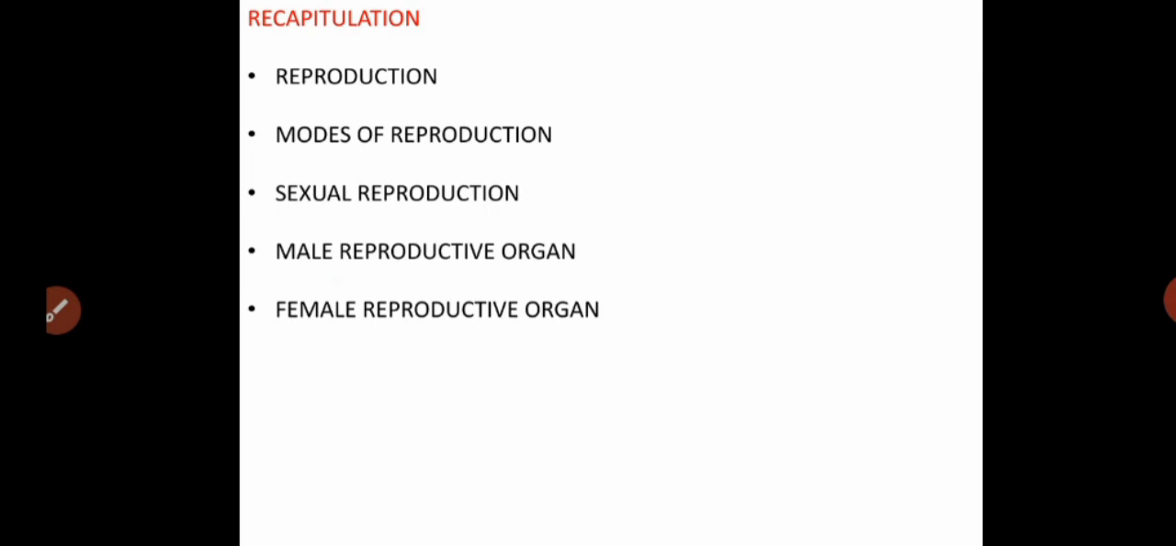Students, in the last few classes we learned the definition of reproduction, the types or modes of reproduction, including sexual reproduction and also asexual reproduction. We also learned about the male reproductive organ with the diagram, the female reproductive organ with the diagram, fertilization and how fertilization takes place, and the development of the embryo.